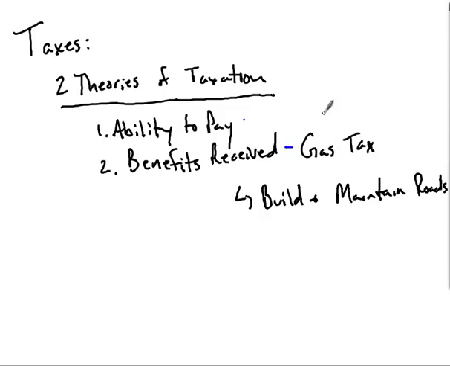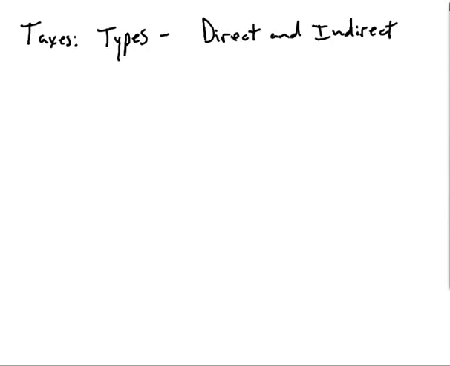So anyway, somebody like a trucker, they would pay a lot in gas taxes. Somebody who lived very close to where they worked or went to school, and that's all they drove, they would pay a very small gas tax. But that's the idea of a benefits received principle. All right, so the people receiving the benefit from the government service are the ones that are paying for it. All right, so those are the two theories of taxation.